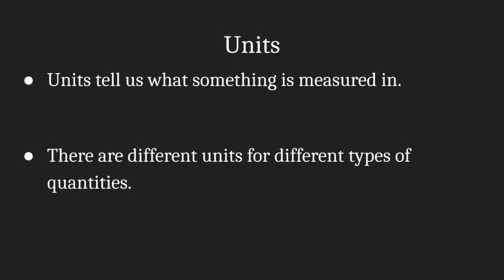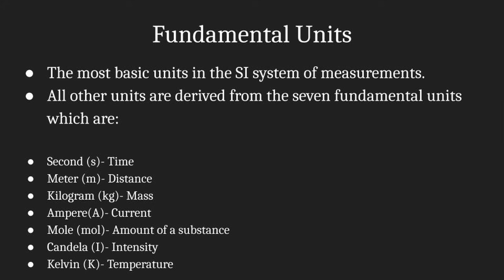In this video we are going to go over metric units and how to convert between them. So first, what exactly is a unit? Well, a unit tells us what something is measured in, and there are different units for different types of quantities, such as seconds is a unit for time, and kilograms is a unit for mass. There are different types of units that we are going to talk about.